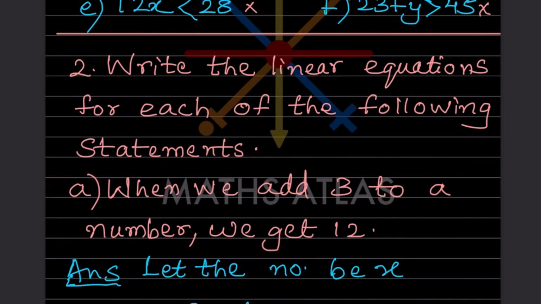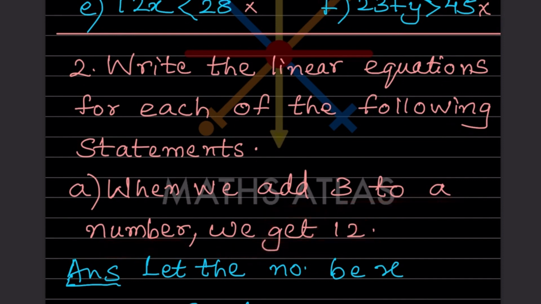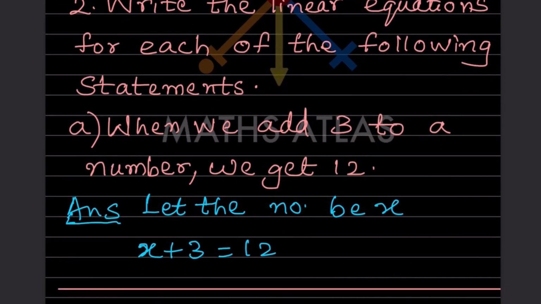When we add 3 to a number, we don't know what the number is. We get 12. The word "get" means the result is 12. So let us write the assumption: let the number be x. Now let us go for the first step. When we add 3 to a number, which we have considered as x, we get 12, which means is equal to 12. So this is an equation.